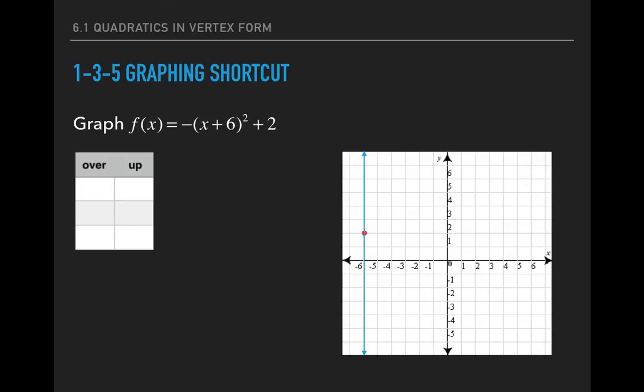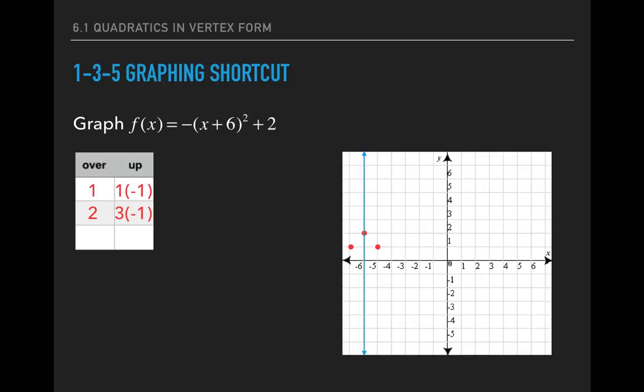So let's say that we go over 1. Well, what you would do is you would take your A value, which in this case is negative 1, and you would multiply it by 1. And that gives you negative 1. So when you go over 1, you'd go down, in this case, negative 1. And similarly on the other side. Now if you go over 2, you would go up, or in this case it's going to be opening down, 3 times your A value. And so 3 times negative 1, that means I'm going to go down 3.